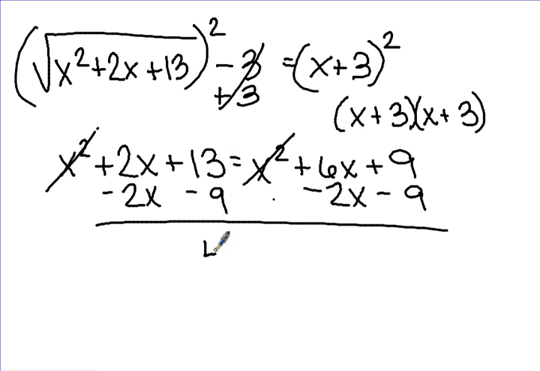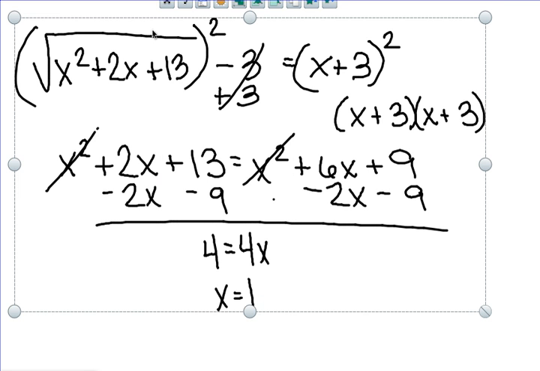13 minus 9 is 4. And 6x minus 2x is 4x. If we divide, we get x is equal to 1. All we need to do is substitute then that back into the equation to see if 1 is actually a real solution.